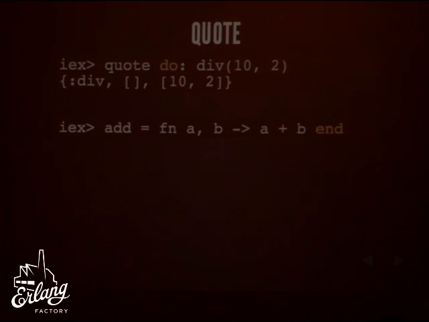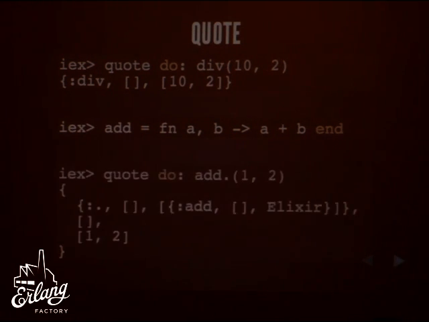It just adds two numbers, returns the result. And if we quote the invocation of add, we see that we get this stacking 3-element tuple. So if we quote that, we get a 3-element tuple whose first element is another 3-element tuple. And if you read through this, it reads very similar to our Elixir code.